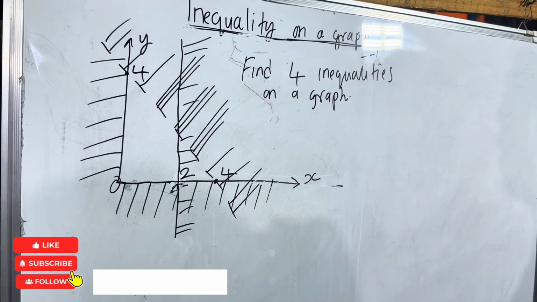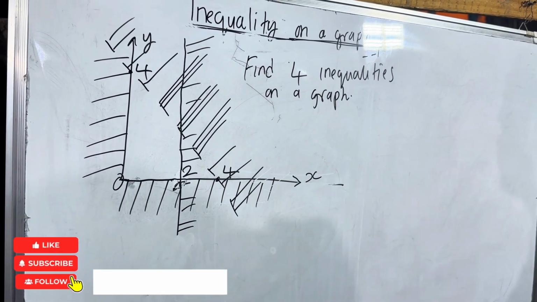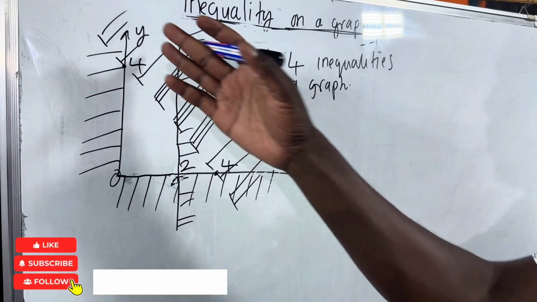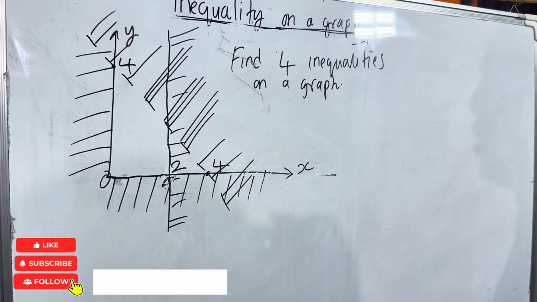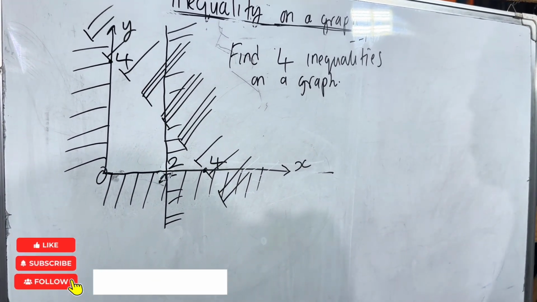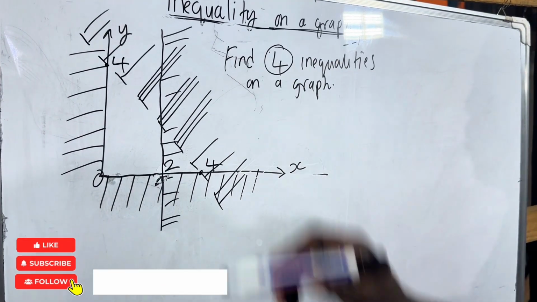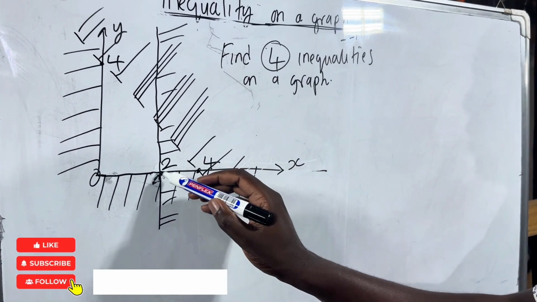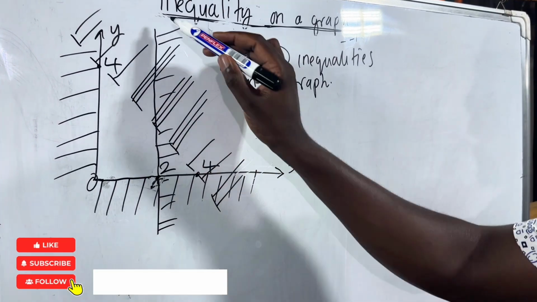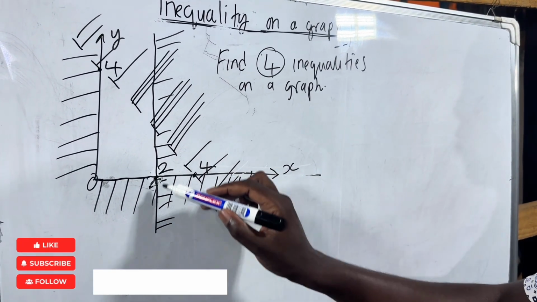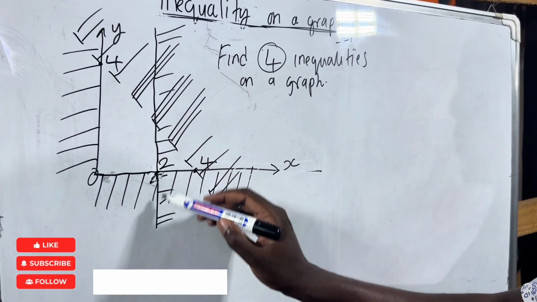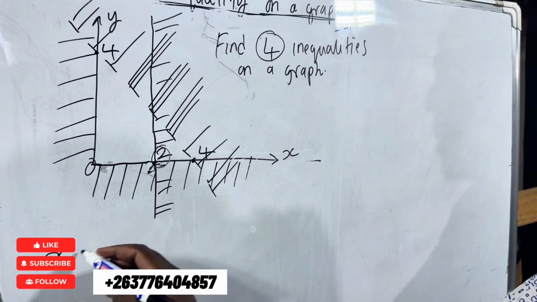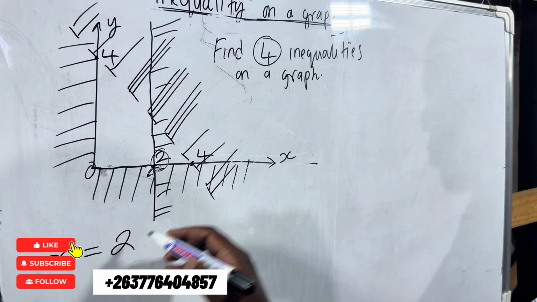Hello guys, let's find the four inequalities on a graph. In this case, we are given these inequalities on a graph and we want to find all four of them. The first one, the symbol one, is this one. This line right here is cutting through x at what point? 2. So the first one is x is equal to 2.